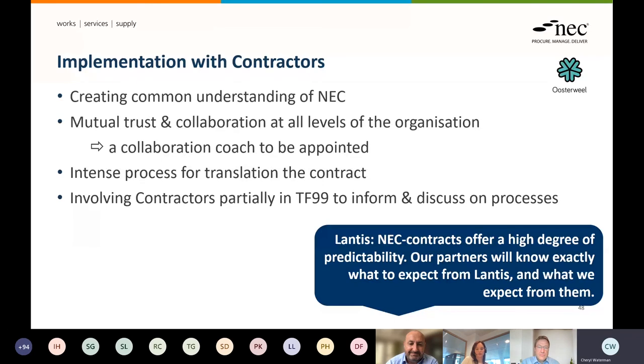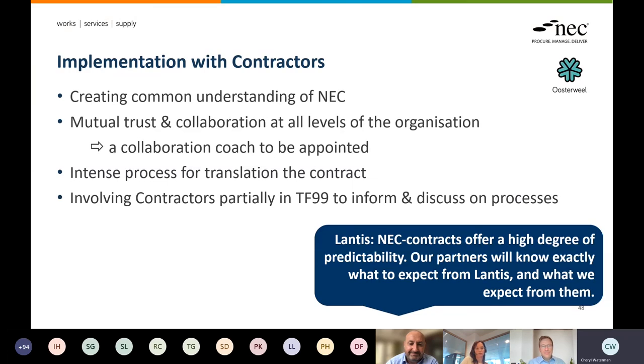On the collaborative side of implementation, as I said, we had a really intense process of discussion on the contract itself. So we're really working towards this common understanding of NEC. And we're also appointing quite soon a collaboration coach, as we are really not used to having this kind of collaboration, and the Belgian construction sector is really well known for claims and conflicts.